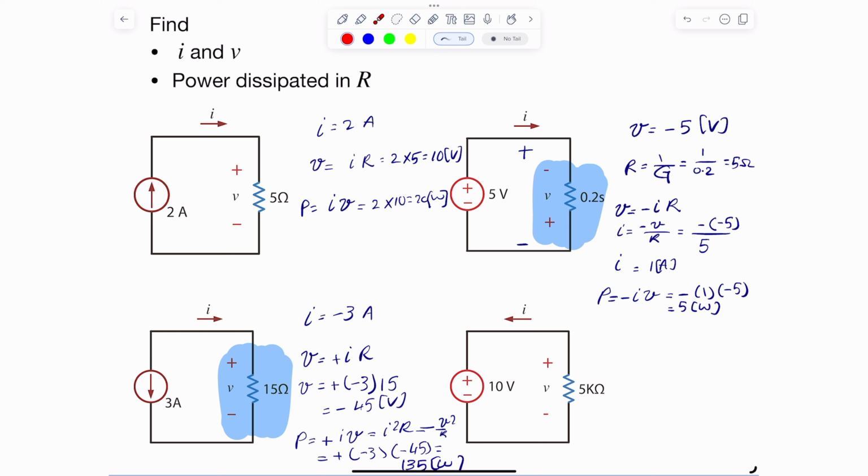All right. Moving on to the last circuit. In this circuit, we're also given a voltage source, and in this case, the voltage source is in the same polarity as V. So I have a positive in here and a negative in here. It's straightforward: V in this case is 10 volts. Okay, what about the current?